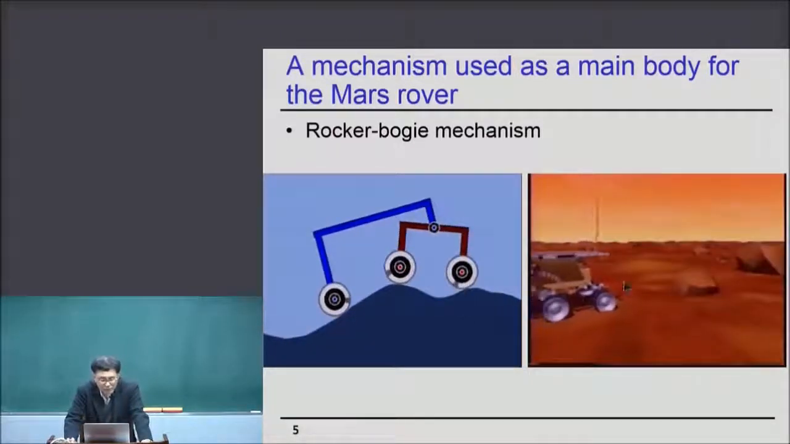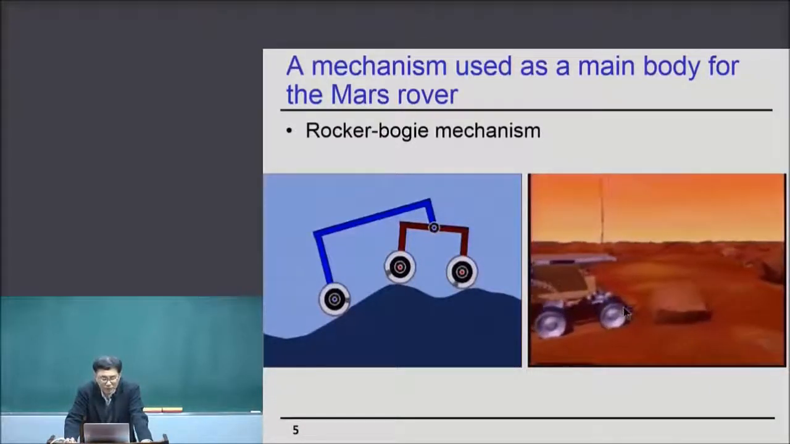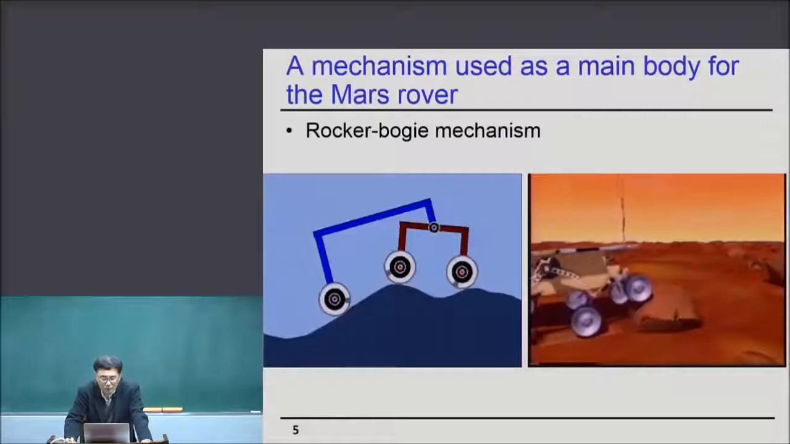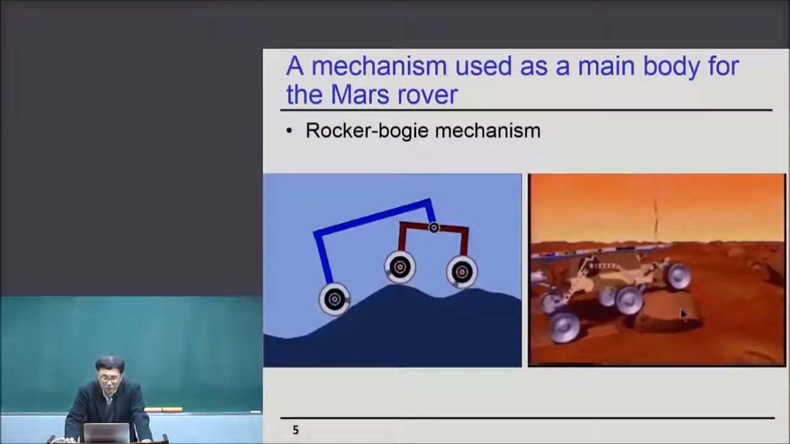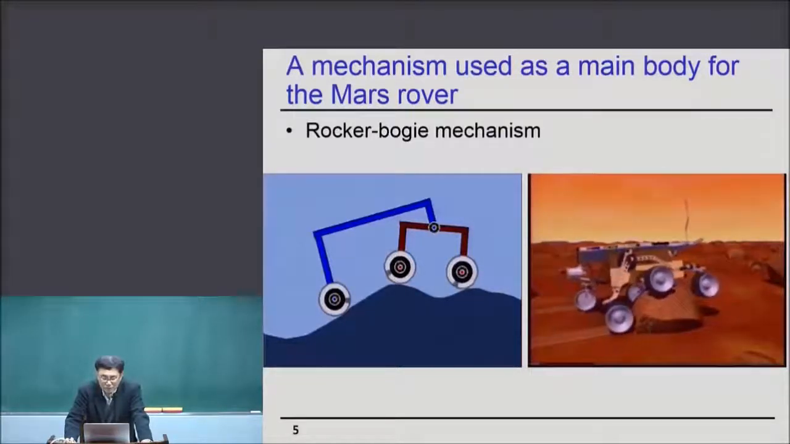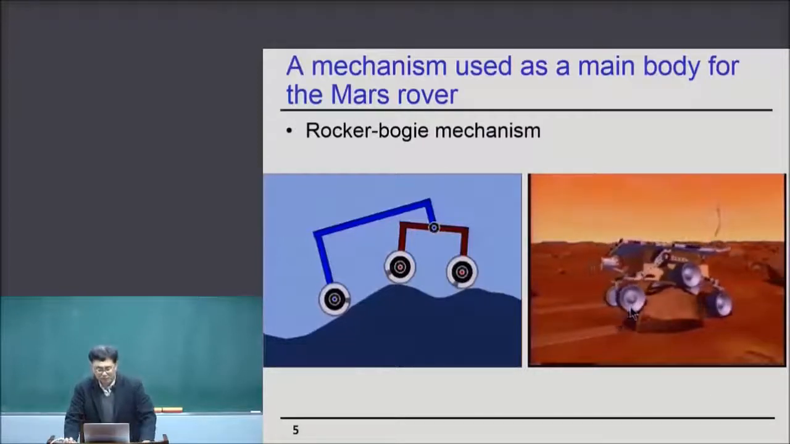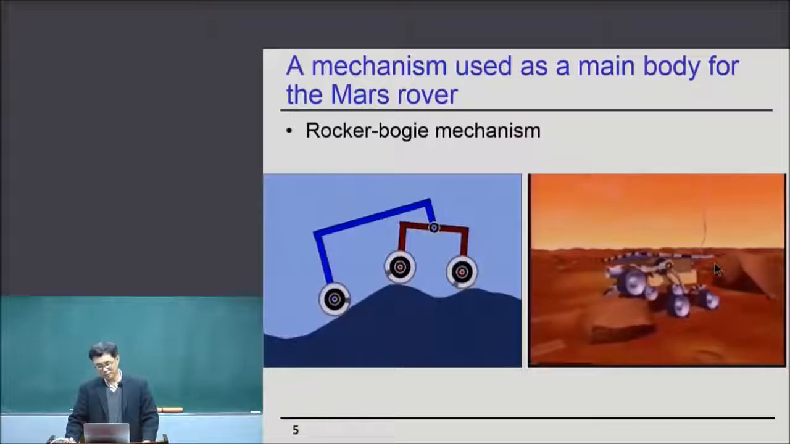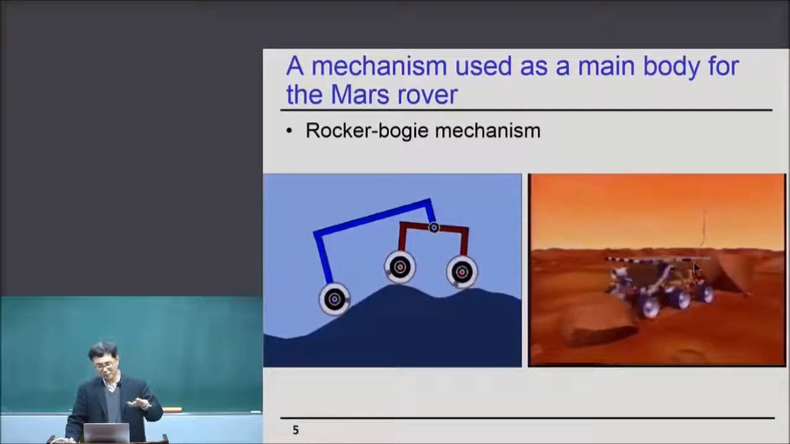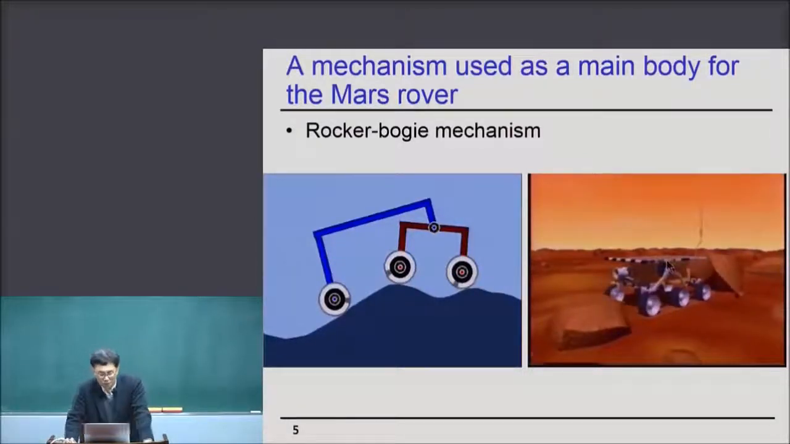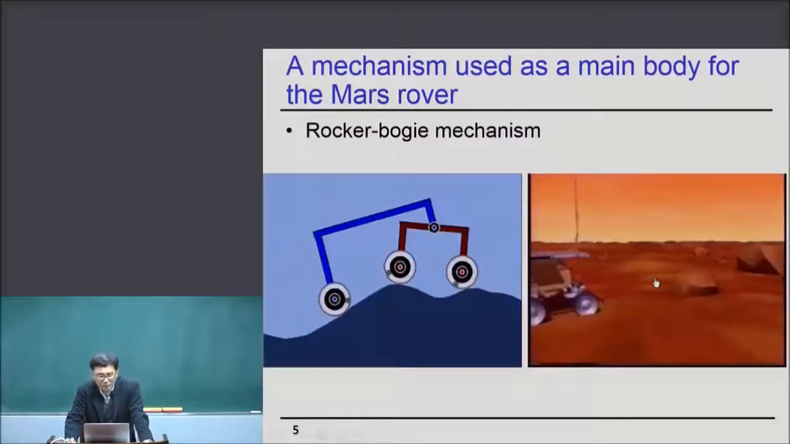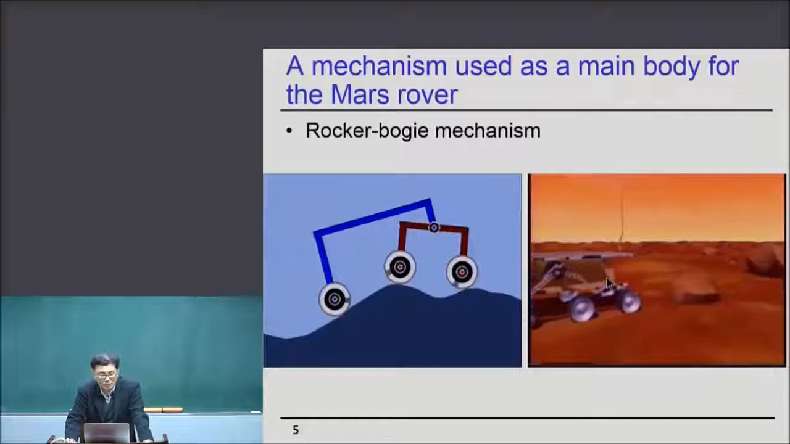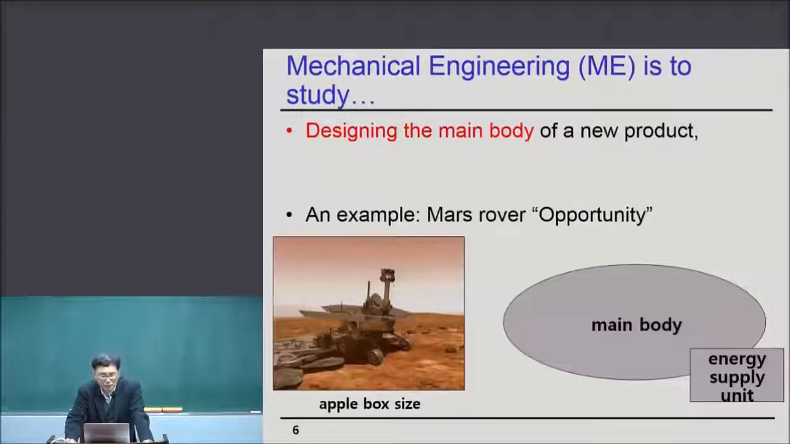Since you adapt this rocker-bogie mechanism, you can make the Mars rover Opportunity go over very large obstacles compared to the size of its own wheel, okay? And the level of the plate is not changing. This is the power of the rocker-bogie mechanism. This is the main body of the Mars rover.